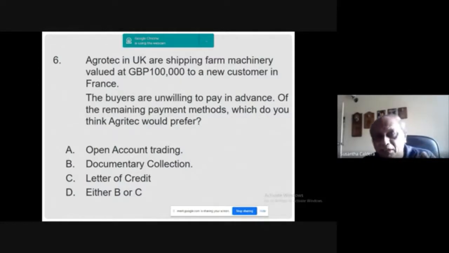One is valued at GBP 100,000. GBP 100,000 is a big amount. It's a big amount. And to a new customer in France.